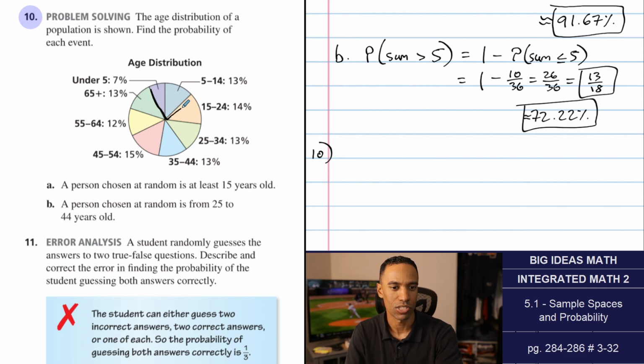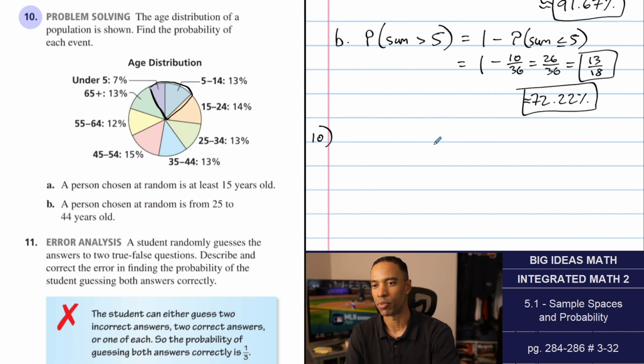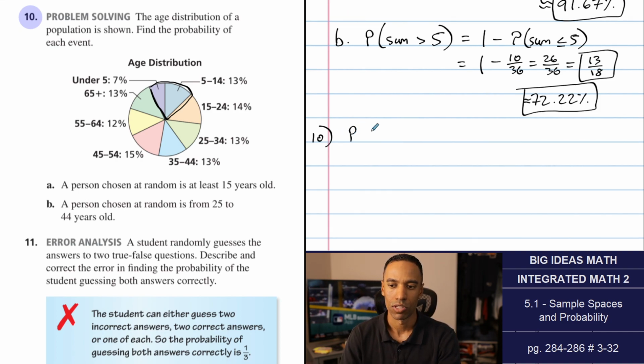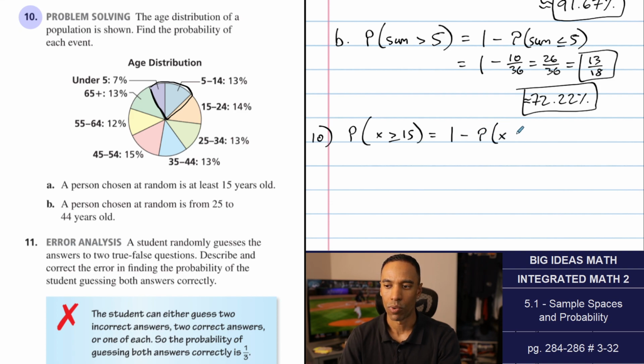So let's just look at this set here where you have 7 plus 13, and we take that away from the 100%. This time, the probability of, how do they say it? A person chosen is at least 15 years old. So greater than or equal to 15. That'll be 1 minus the probability that we are less than 15 years old for age.